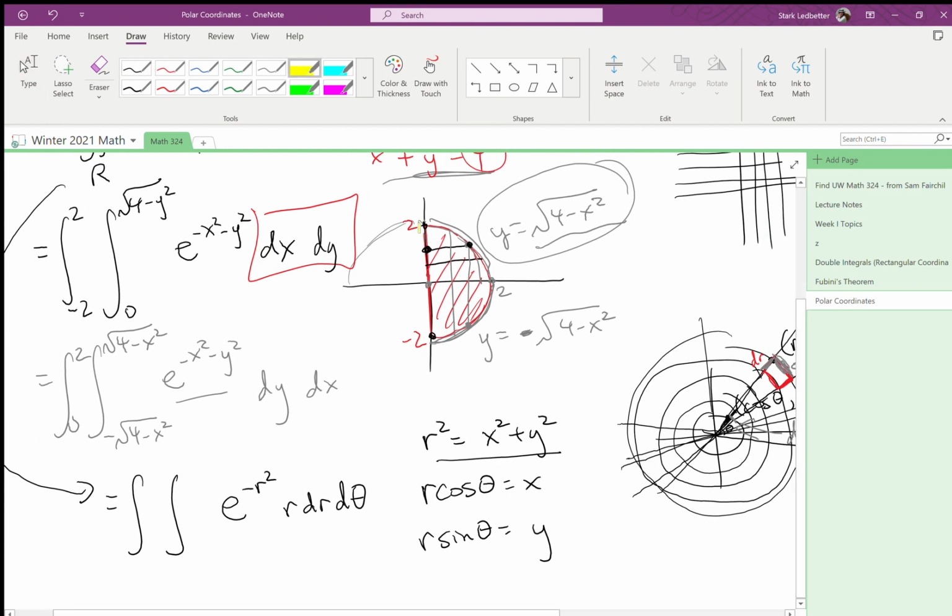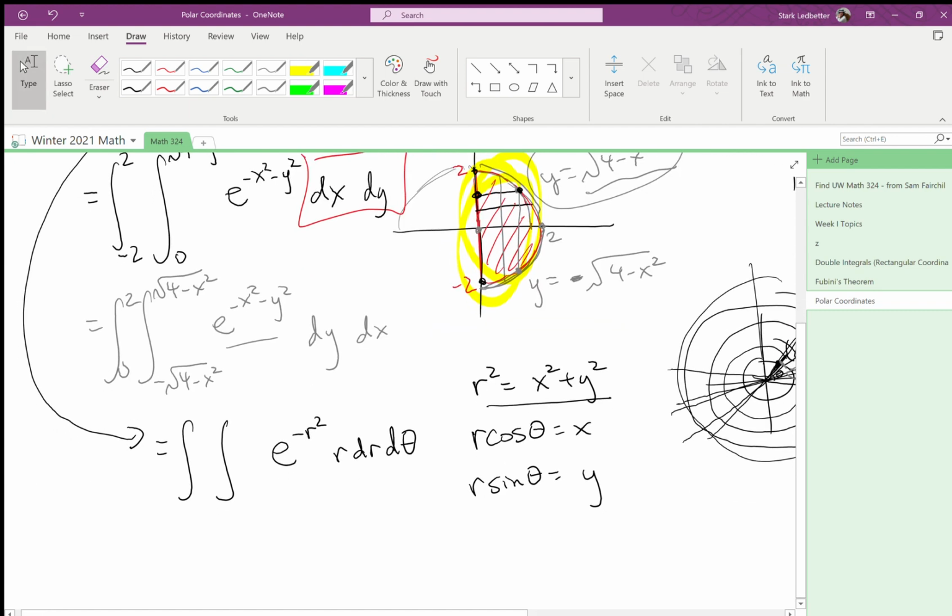So what's happening? Well, r is going from 0 to 2, so that's going this way, right? R starts at 0 and ends at 2. And then theta starts at negative pi over 2 and ends at positive pi over 2. We go all the way up to the top of the semicircle.